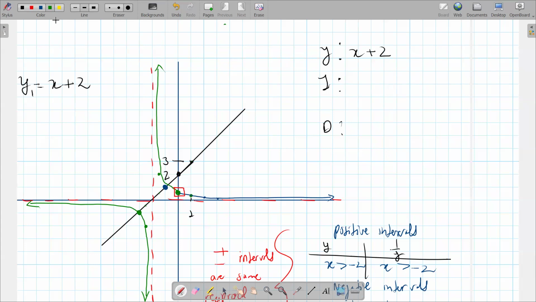It always is. So it's always increasing. Is it decreasing anywhere else? No, right? It's not decreasing anywhere.